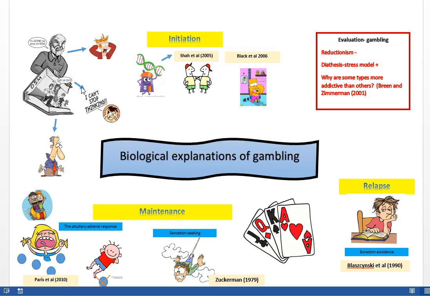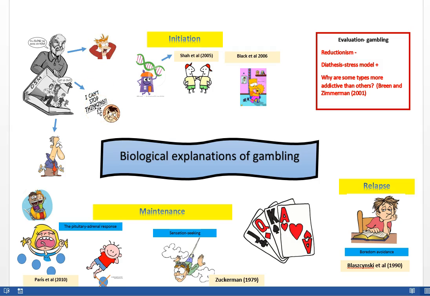Hi everyone. So we're going to start off looking at biological explanations of gambling behavior. First of all, you need to know how somebody can actually be diagnosed with pathological gambling. So starting off from the DSM, as you all know, the Diagnostic Statistical Manual, it actually looks at three main criteria in terms of diagnosing somebody with pathological gambling, which you do need to know.